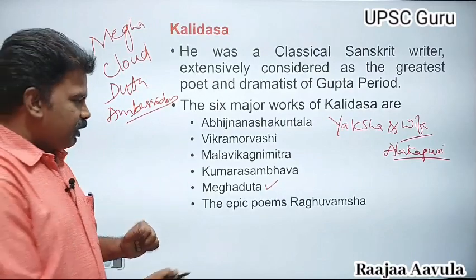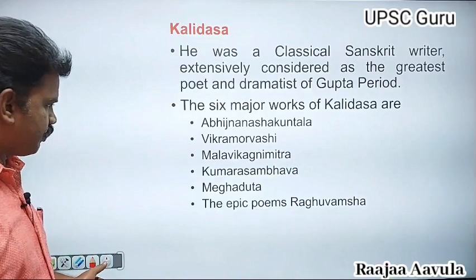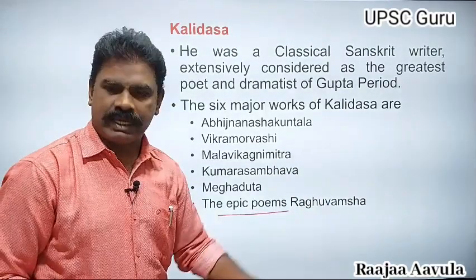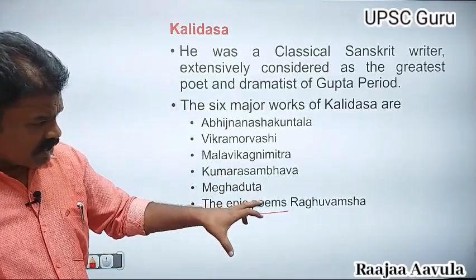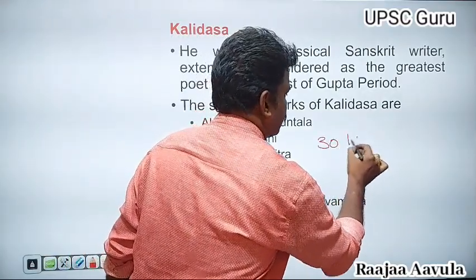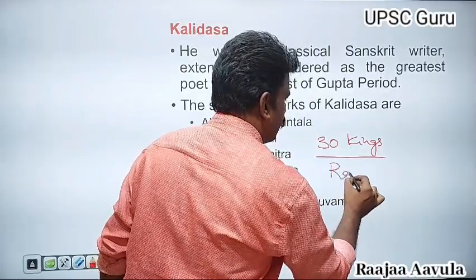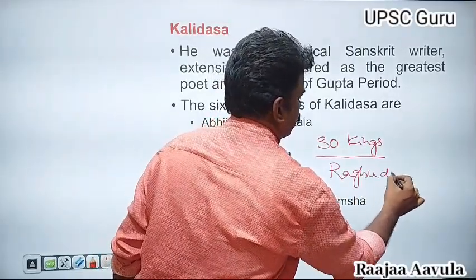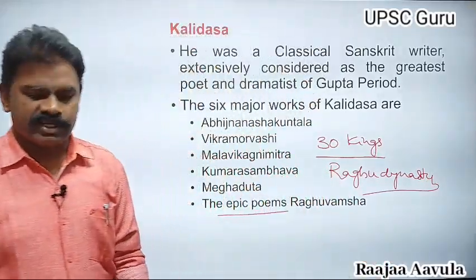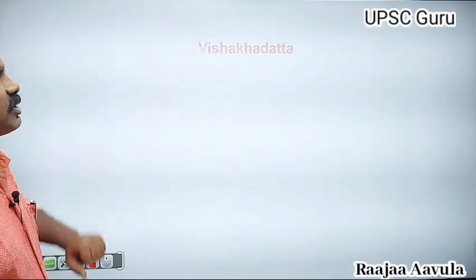Next, another important book is the epic poem Raghuvamsa. Raghuvamsa speaks about 30 kings, not only one king. All these 30 kings belong to the Raghu dynasty, that is, Lord Rama's dynasty. So this is about all the books of Mahakavi Kalidas.